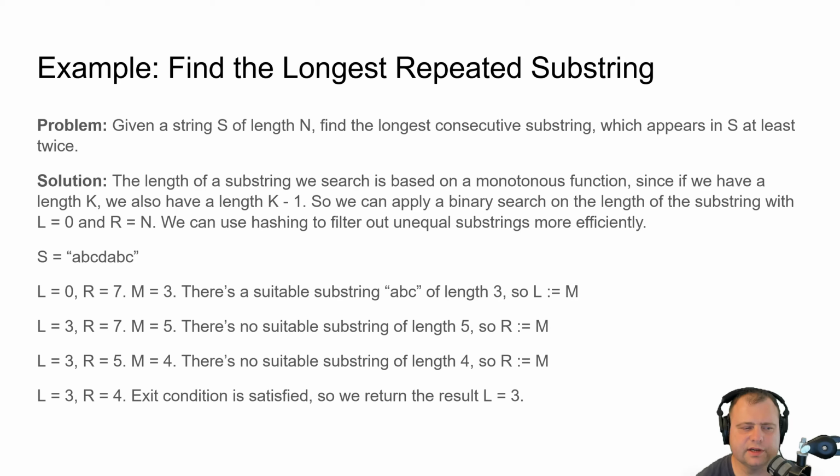So for example, if S is A, B, C, D, A, B, C, so we start with 0 and 7, M equals 3. There is a suitable substring ABC of length 3, so we assign L to M, and then we have two steps where we just move R because 3 is actually the answer for this problem. We end up with L equals 3, R equals 4, exit condition satisfied, so the result is L equals 3.